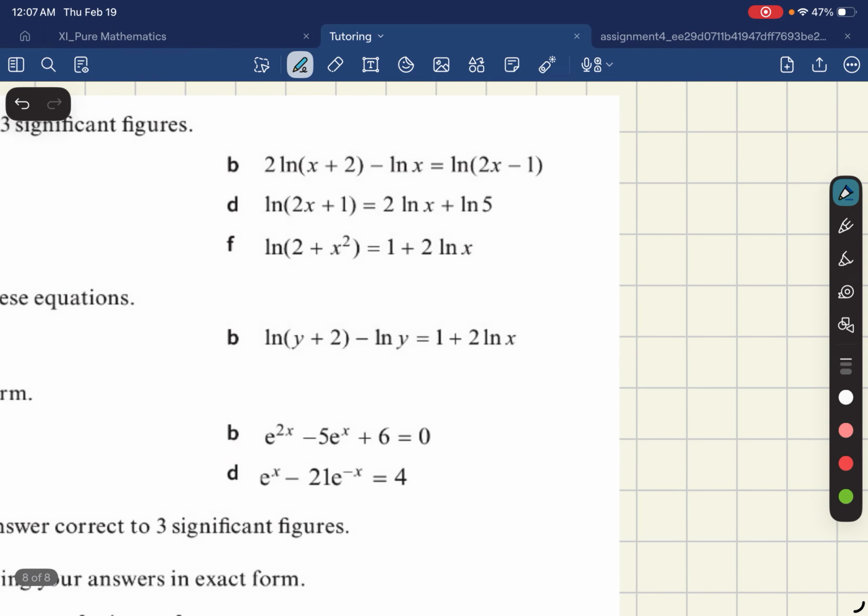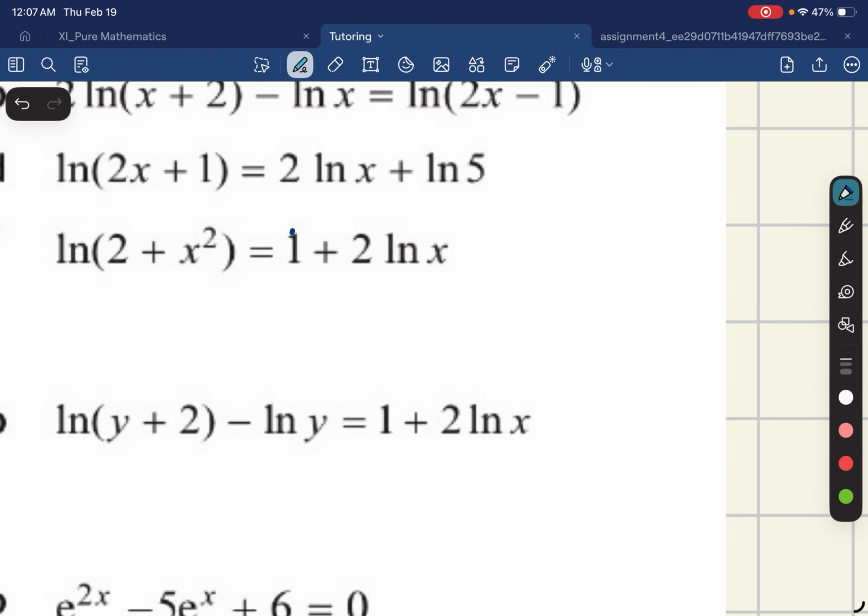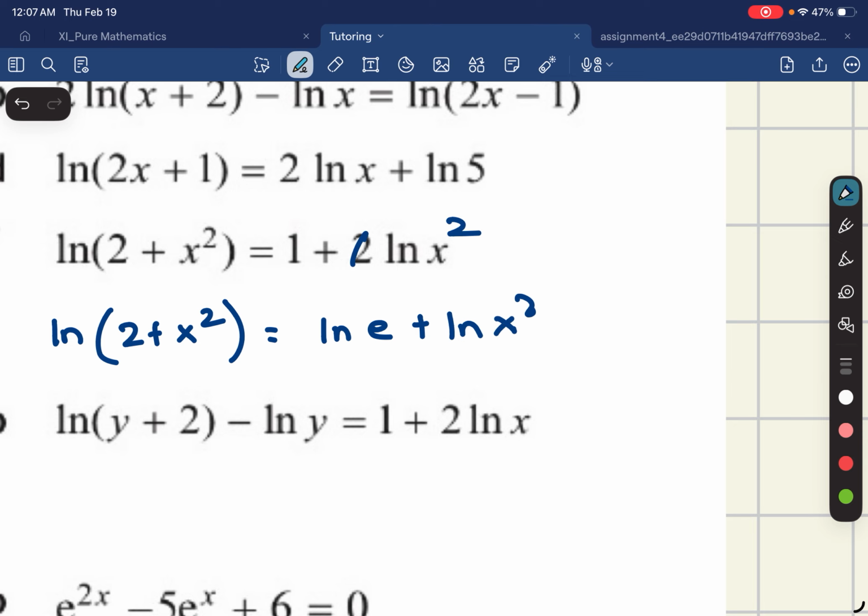And finally, let's do f. So this, again, we know how to deal with this. If I have a 1, that's just ln e. Ln base e of e is going to give me 1. So I have ln(2 + x²), and on the right hand side I have ln e plus ln x². So this, I'm putting it as an exponent.